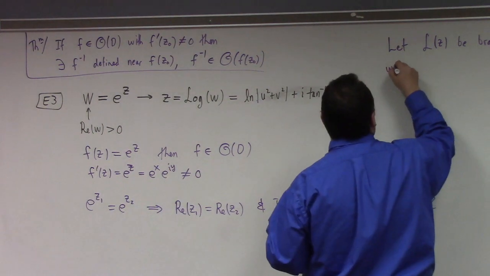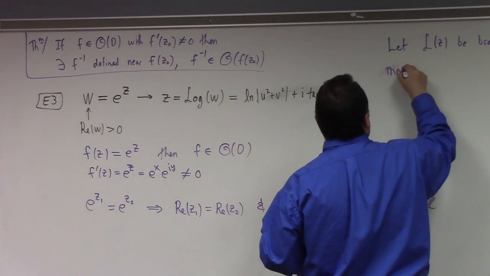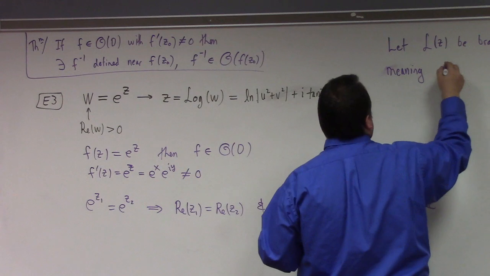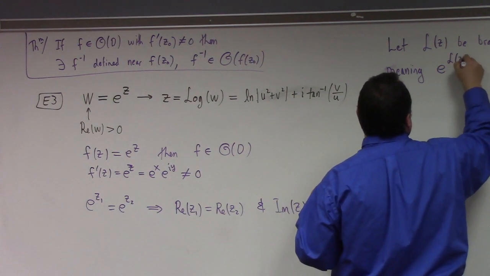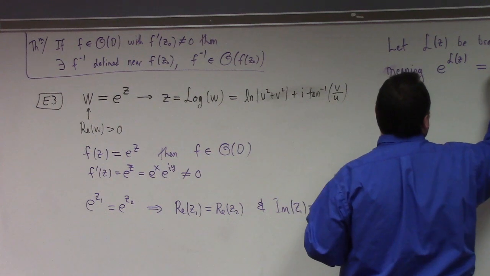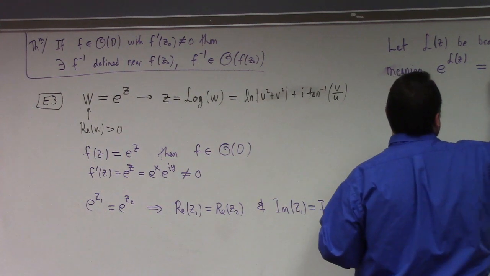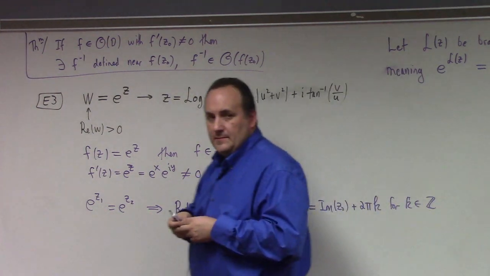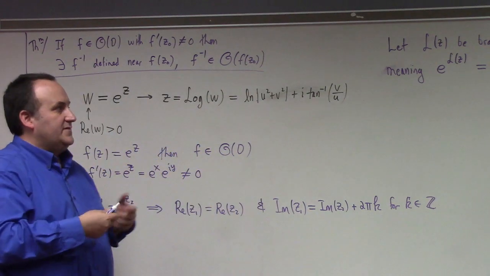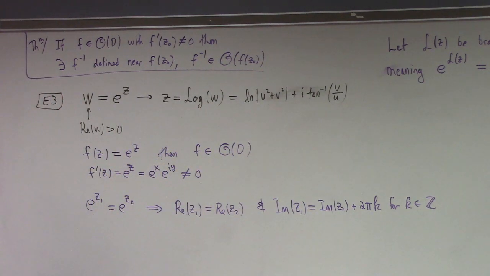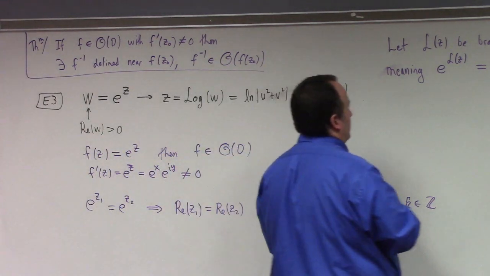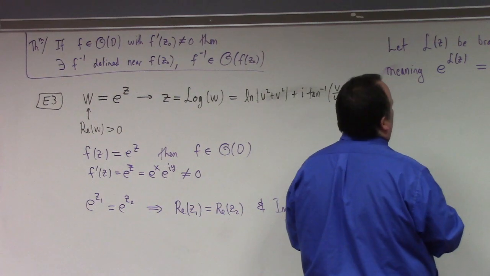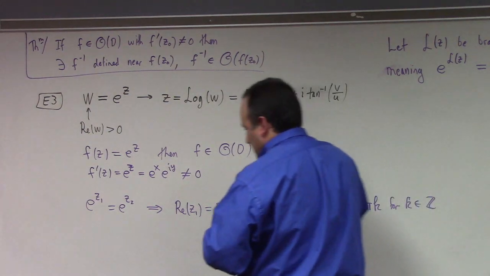Meaning, what's that mean? That means that the exponential of L of z is equal to what again? It's equal to z again, right? It is an inverse function for the exponential suitably restricted. Now, so let's see here. I need to come up with, let me just, this is the usual.